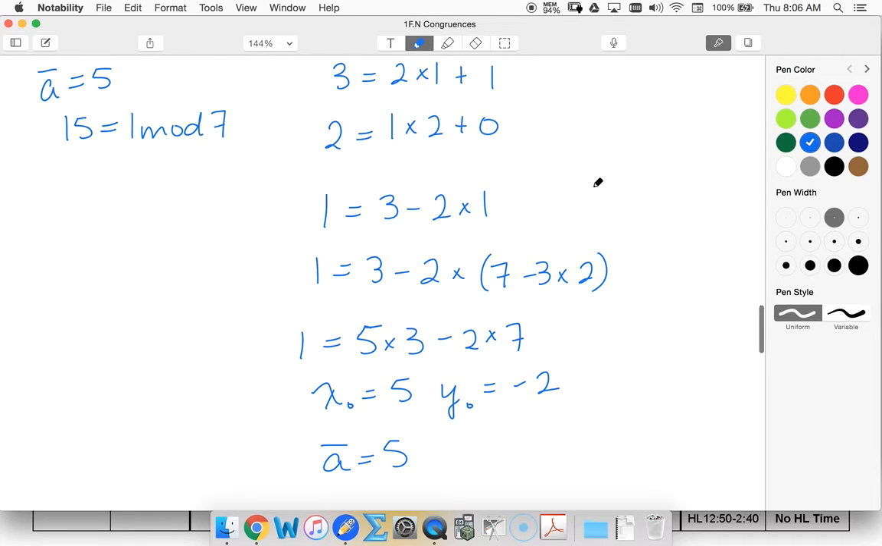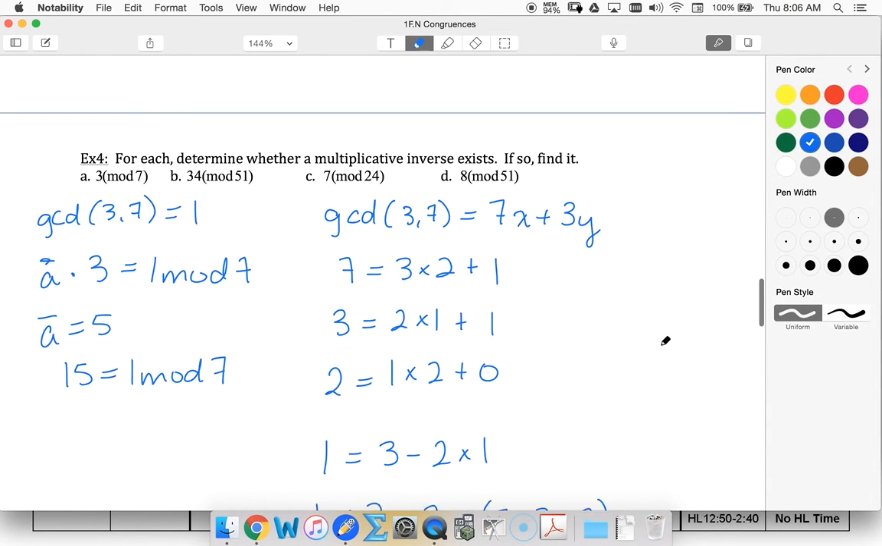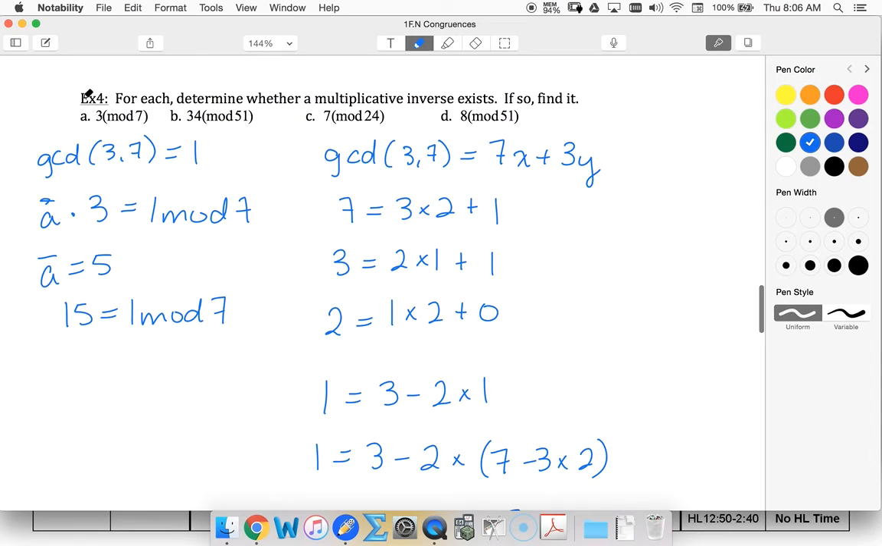Right. So that's solving for the multiplicative inverse. I'm going to make another video for the next two.